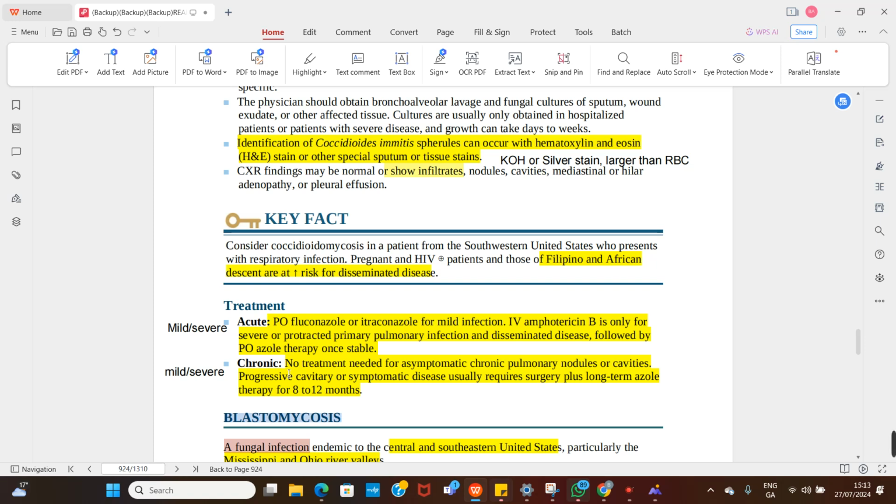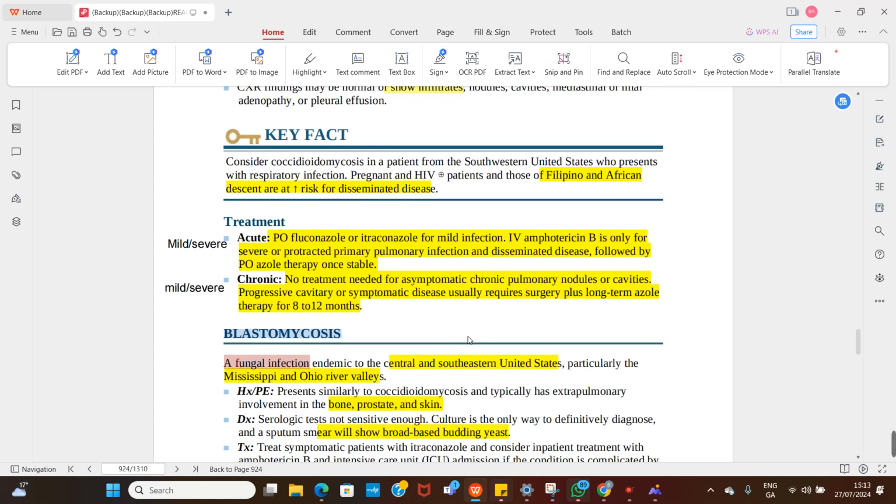Okay? Do you get that, Dr. Miriam? Yes, thank you. So if the person is having acute form, not severe, you can give just mild. You can give your fluconazole or itraconazole. But if it's severe, IV amphotericin B and your azole. If it's disseminated, IV amphotericin B and azole. Once you have this at the back of your mind, you are okay.